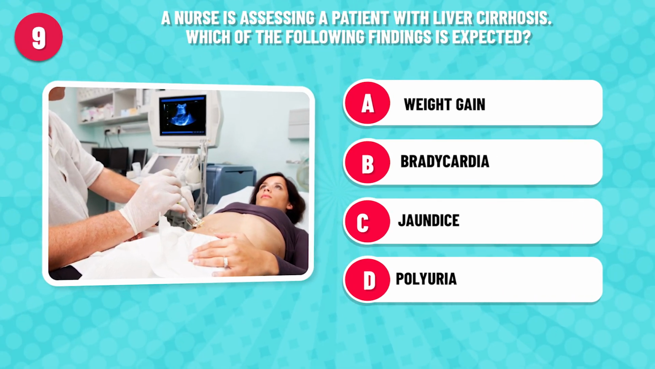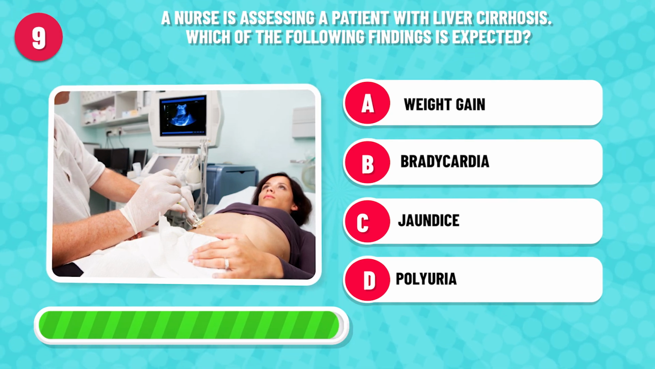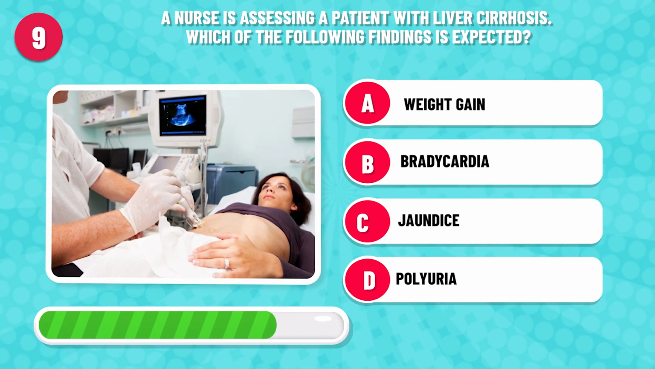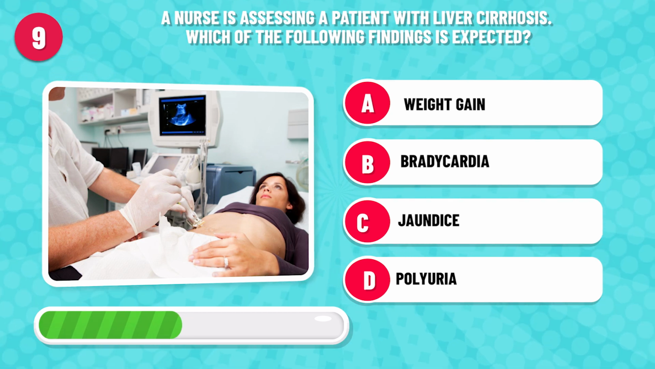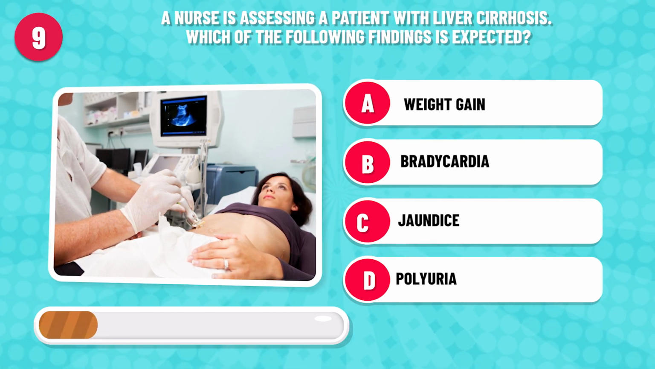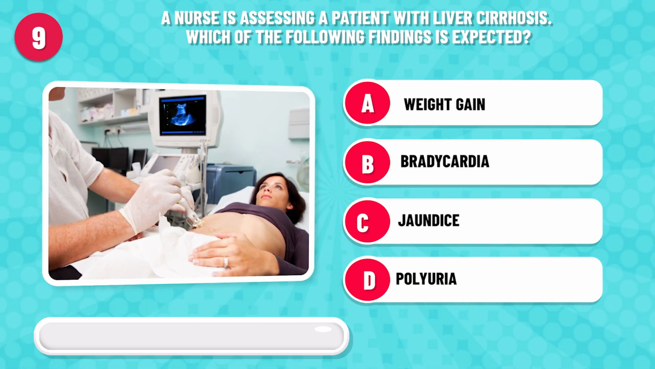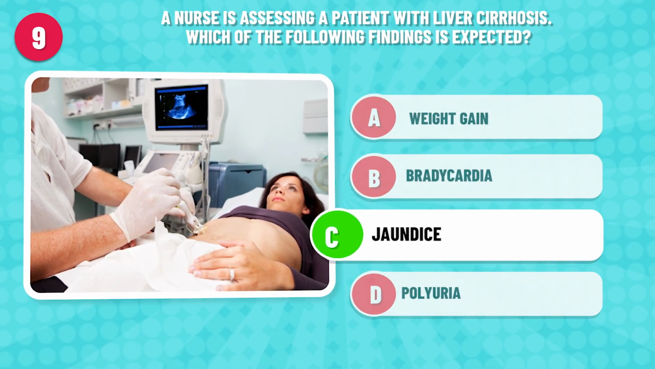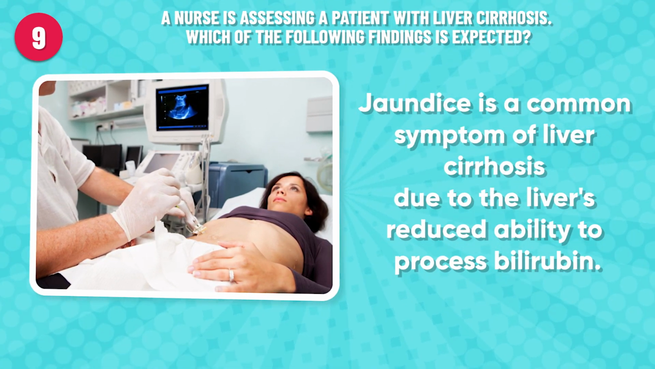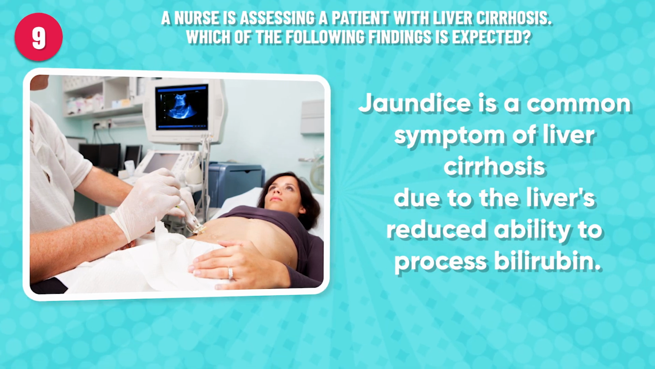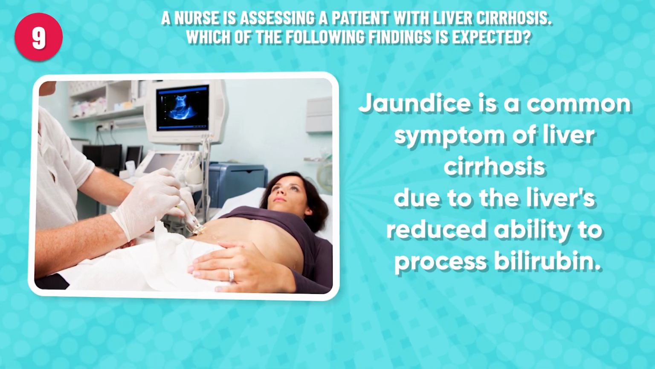A nurse is assessing a patient with liver cirrhosis. Which of the following findings is expected? It's C. Jaundice. Jaundice is a common symptom of liver cirrhosis due to the liver's reduced ability to process bilirubin.